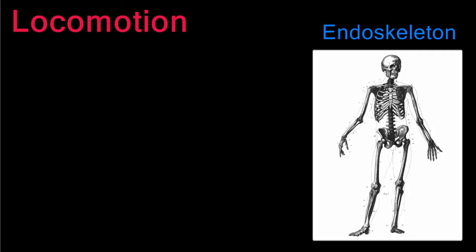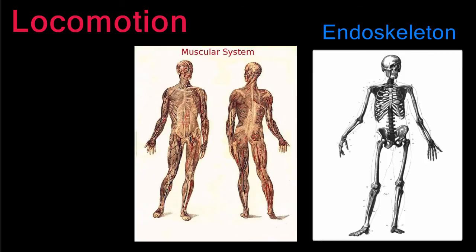While insects and crustaceans have an exoskeleton, vertebrates like humans have an internal skeleton called an endoskeleton. Locomotion in humans is achieved through the interaction of the skeletal and muscular systems. The endoskeleton serves as the site for muscle attachment.